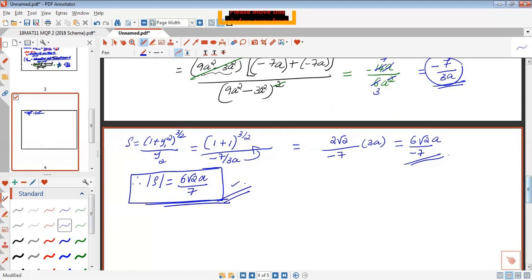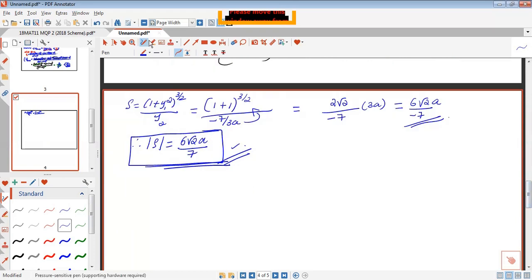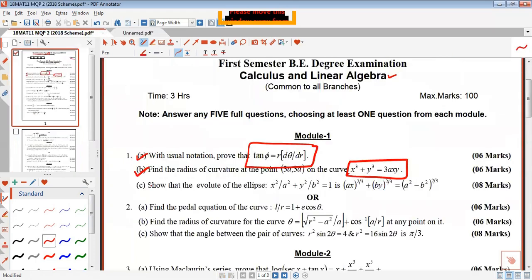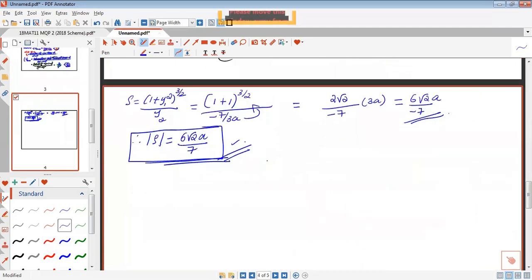Next, I'll move to the third question, that is 1c. Show that the evolute of the ellipse x square by a square plus y square by b square equal to 1 is (ax) to the power 2 by 3 plus (by) to the power 2 by 3 is equal to (a square minus b square) to the power 2 by 3. Okay, so let's solve this question.